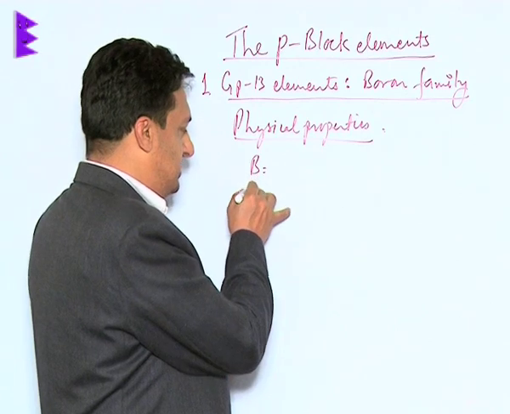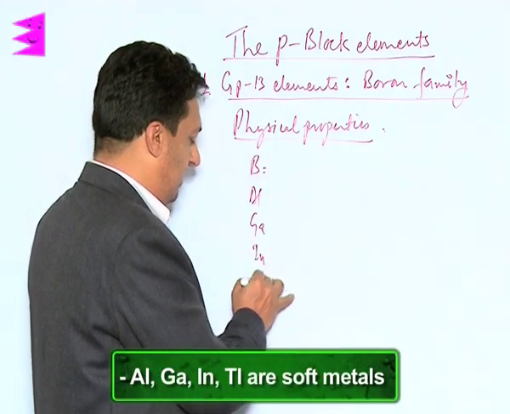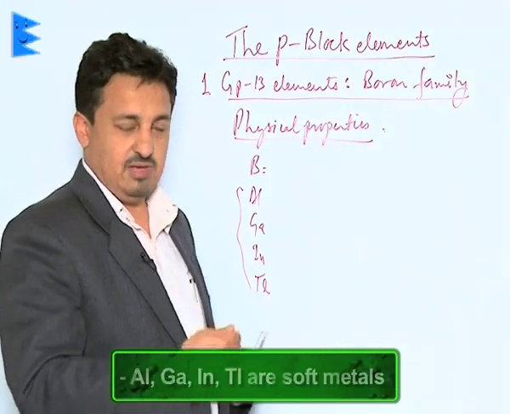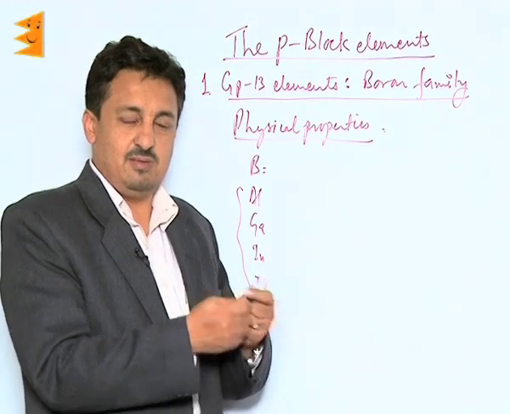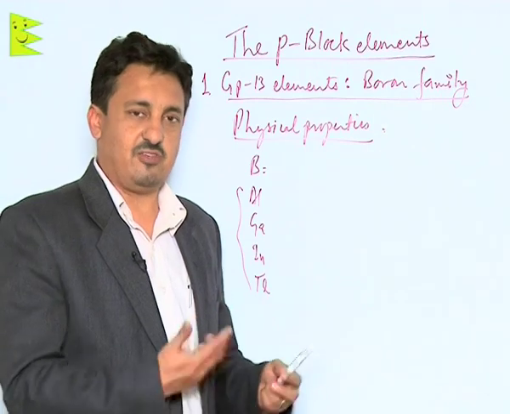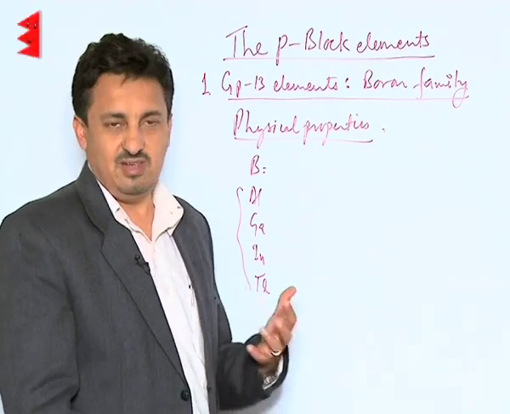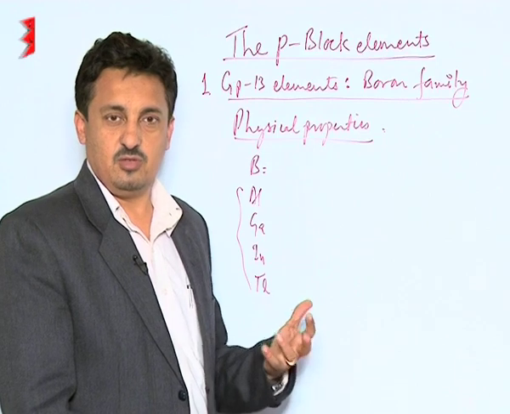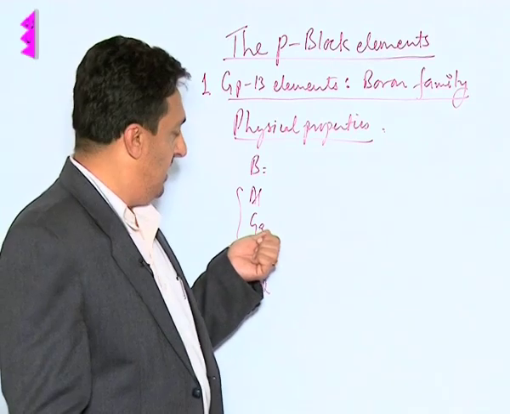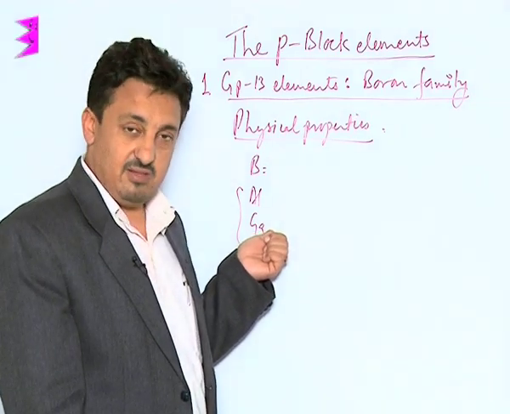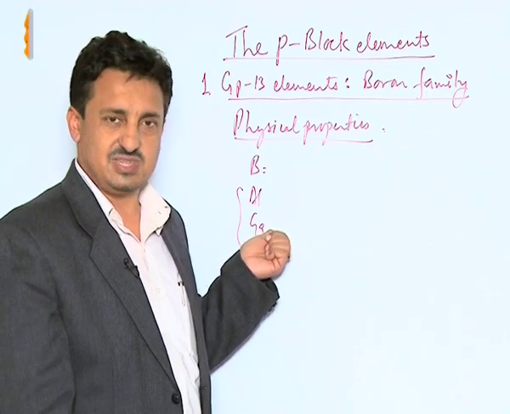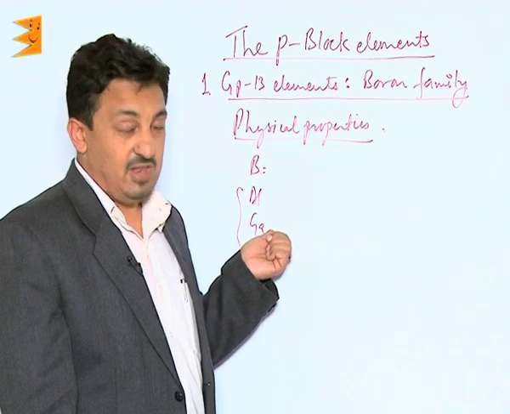Now, other than this, aluminium, gallium, indium and thallium are all soft metals. And that is what makes aluminium different. Otherwise, it's very, very useful, and nowadays we use it very commonly for construction purposes. But being a soft metal, it is not very much recommended wherever we need hardness. Gallium, in spite of being smaller than aluminium, has a very, very low melting point. In summers, it is almost in liquid state. But its boiling point is very, very high.